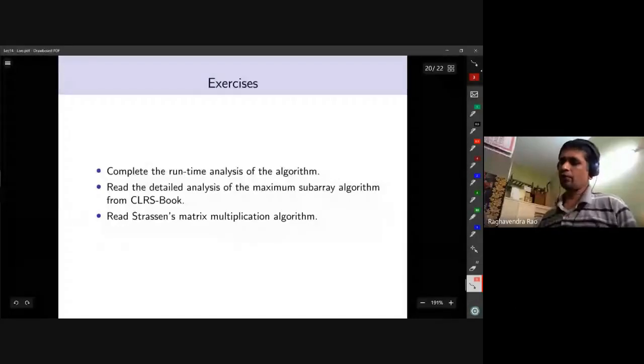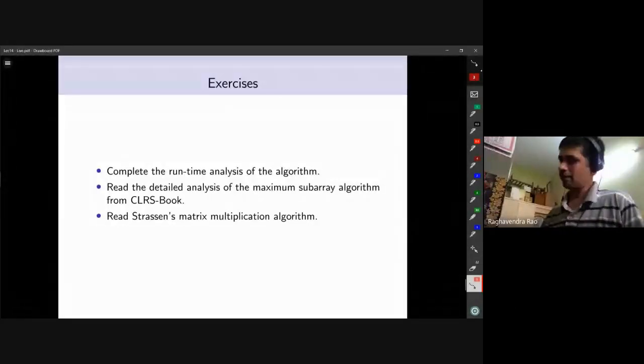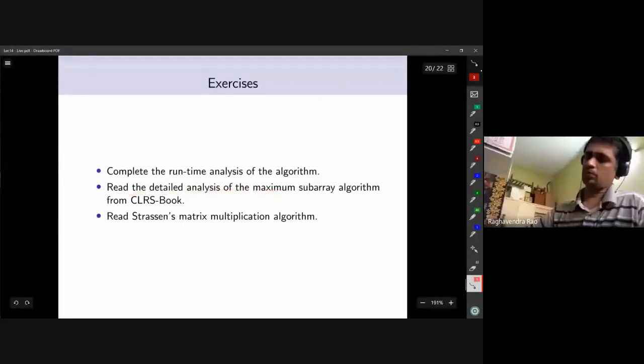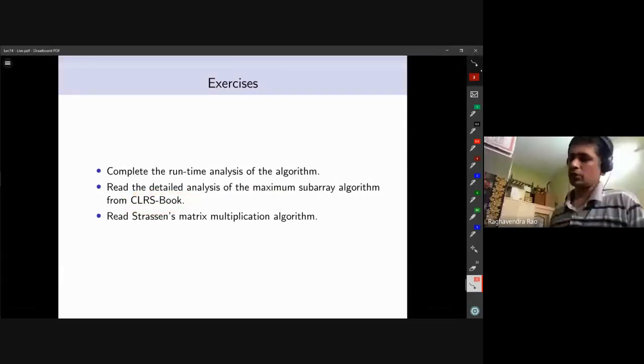So for complete details, what I have given is more of an intuitive picture of the algorithm. There is a complete analysis of this algorithm in the CLRS book, Introduction to Algorithms. It runs into like 4 or 5 pages. There's a complete description of the algorithm, close to an implementation version, not a program but like a pseudocode, and there is also a complete analysis of the correctness.